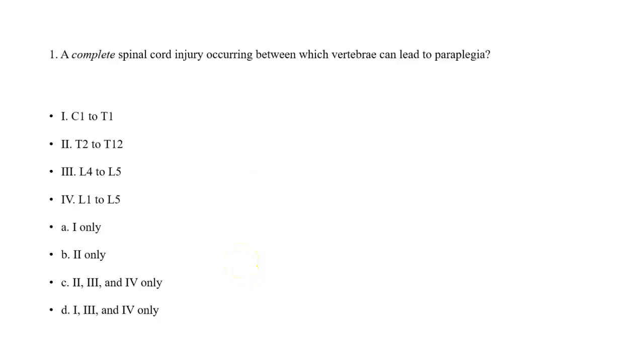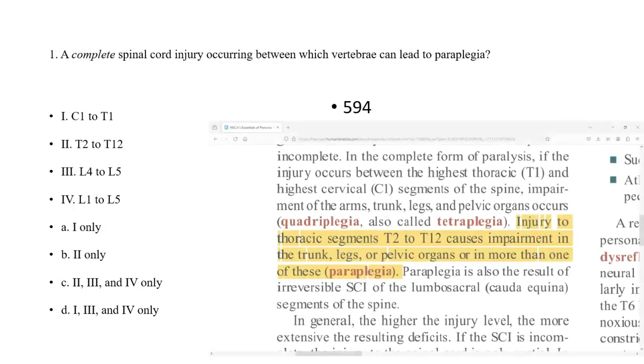So, a complete spinal cord injury occurring between which vertebrae can lead to paraplegia? Now, paraplegia is 2, para. Quadriplegia is 4, and that's also known as tetraplegia. Those are kind of synonymous terms. And in the book on page 594, it lists that injury to the thoracic segments of T2 to T12 causes impairment of the trunk, legs, pelvis, and so on, for paraplegia, which is great.